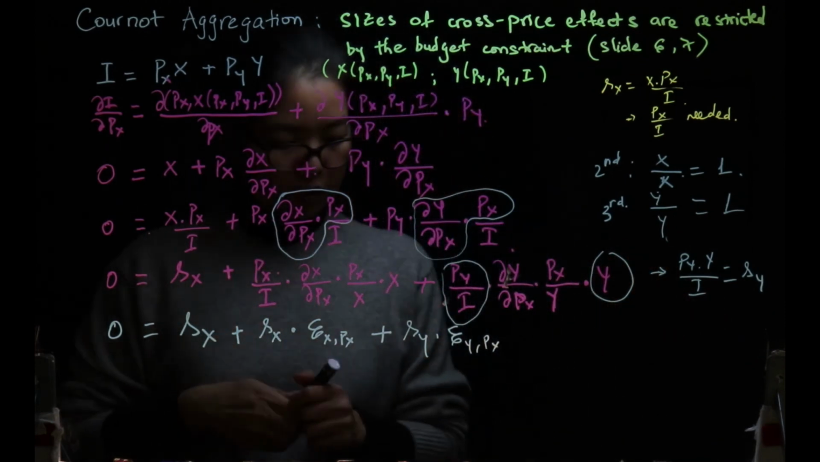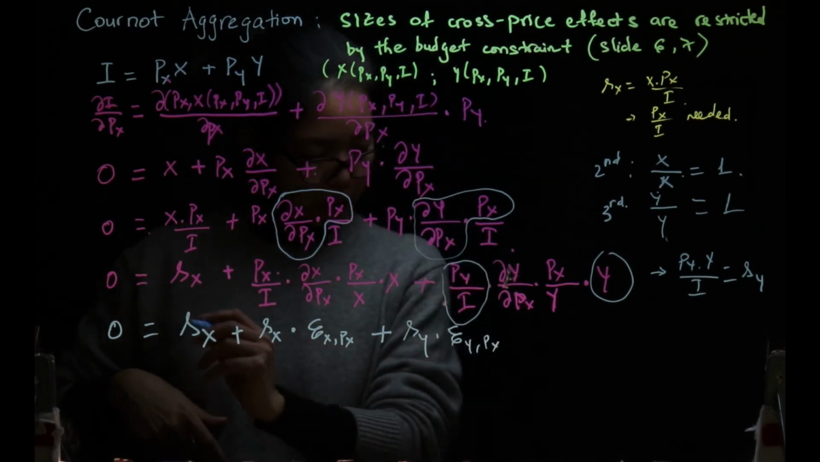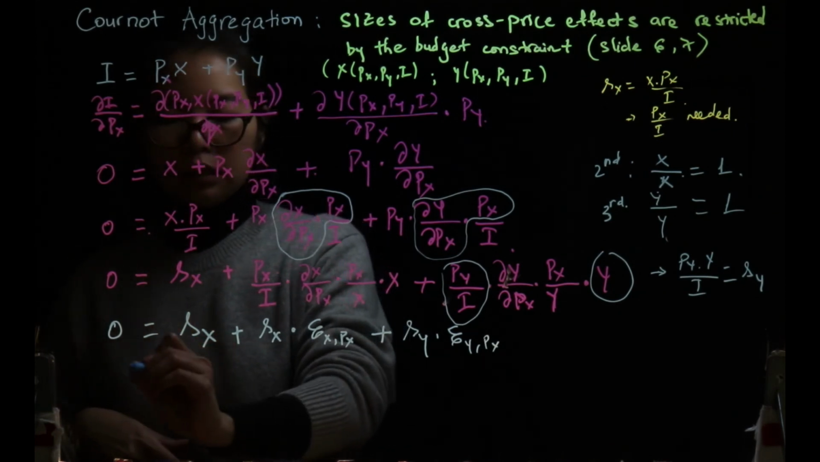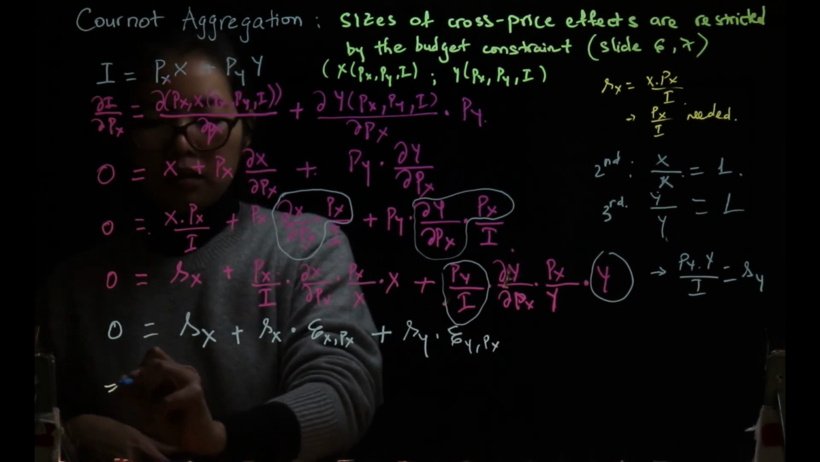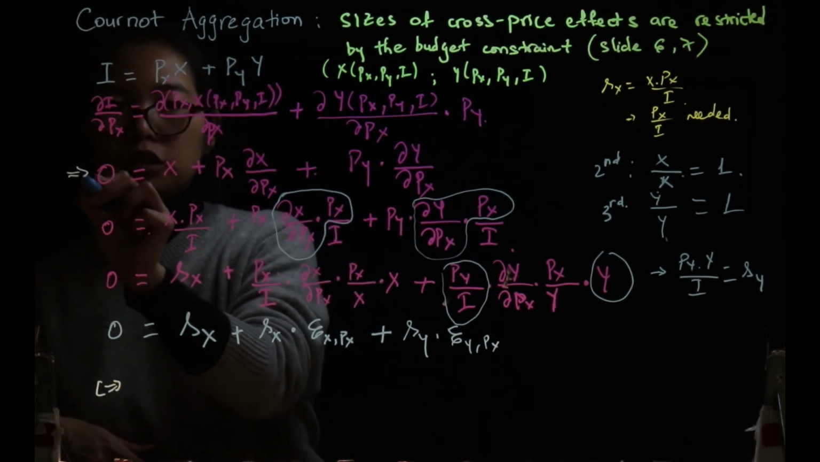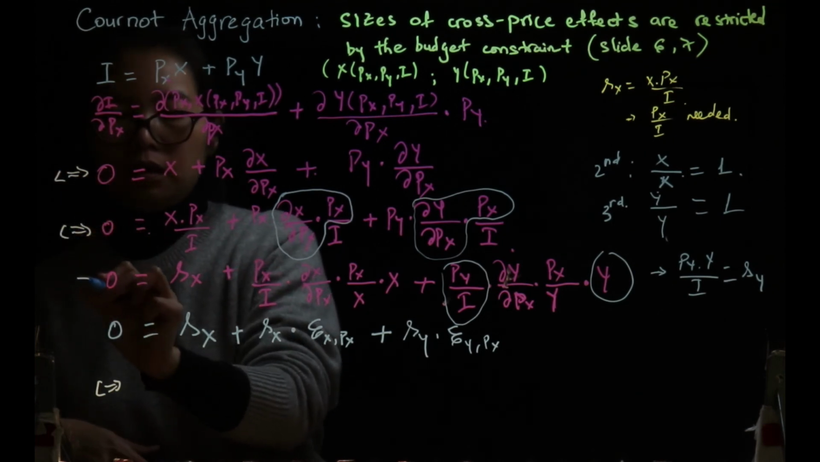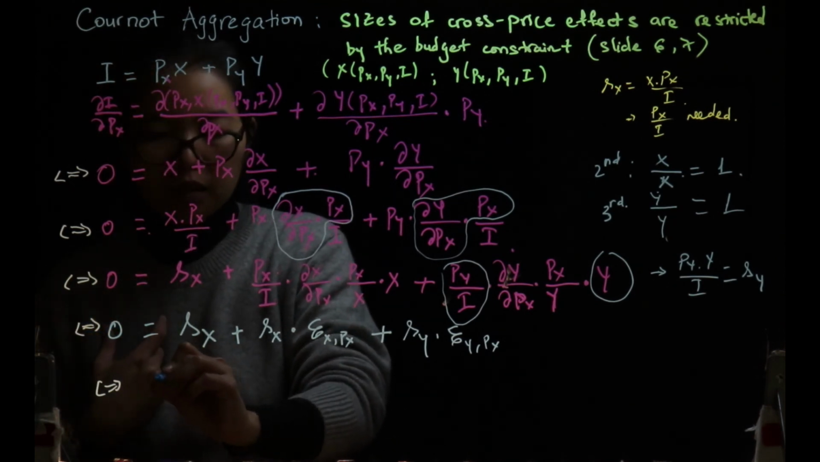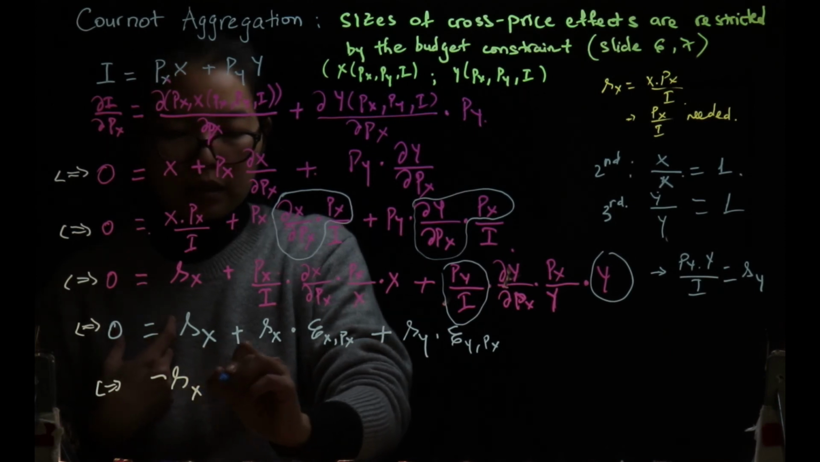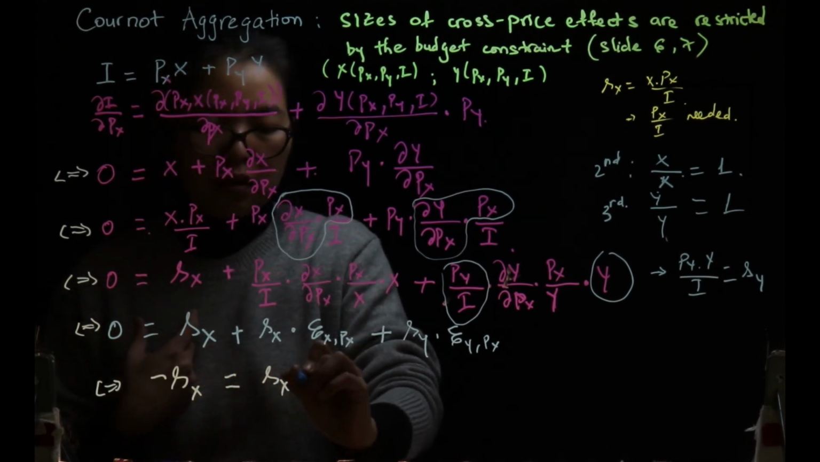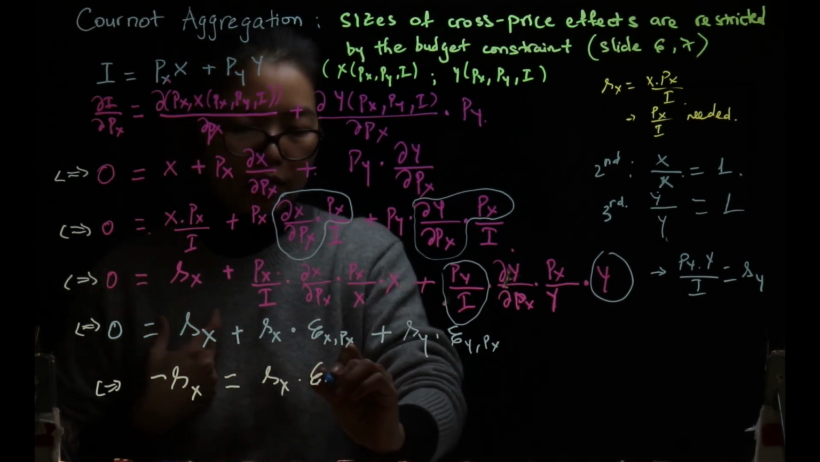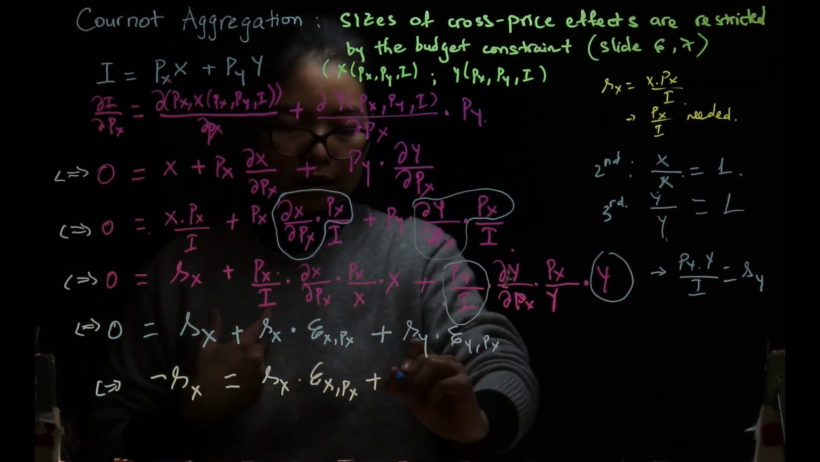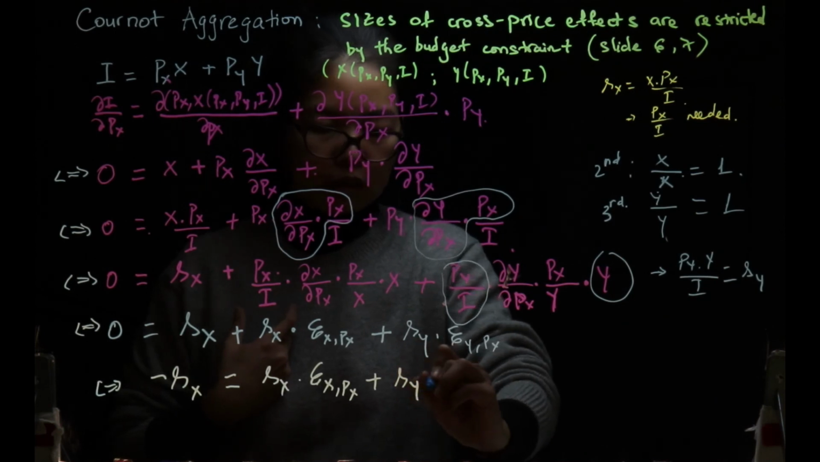How should we do it further now? Okay. So you could put the budget share of x along to the other side. Meaning minus sx equals sx times this own price elasticity plus the cross price elasticity of y times this budget share.